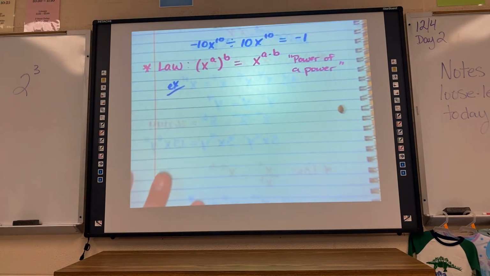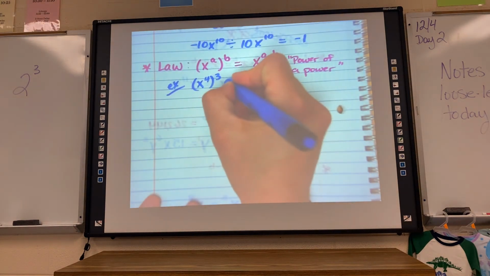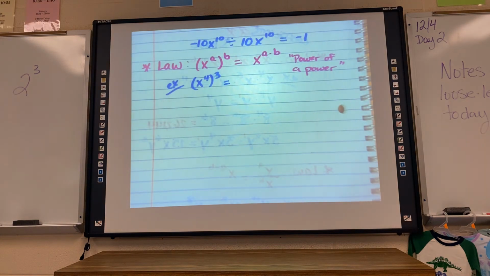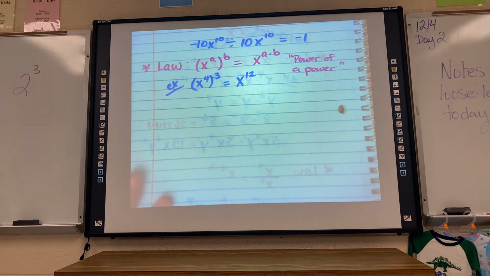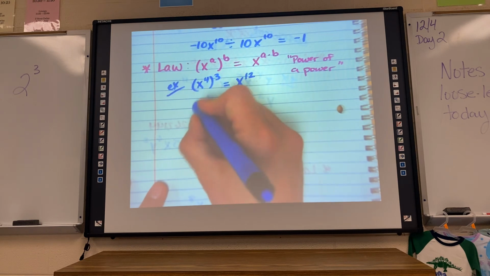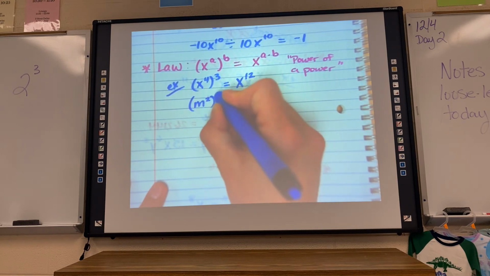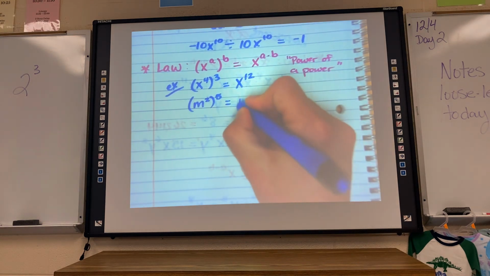Examples here. X to the fourth raised to the third. Nice easy day for you guys before your test tomorrow. What does this equal? Rory? X to the 12th. 4 times 3 is 12. What about m squared raised to the 5th? Jamie? M to the 10th, good.